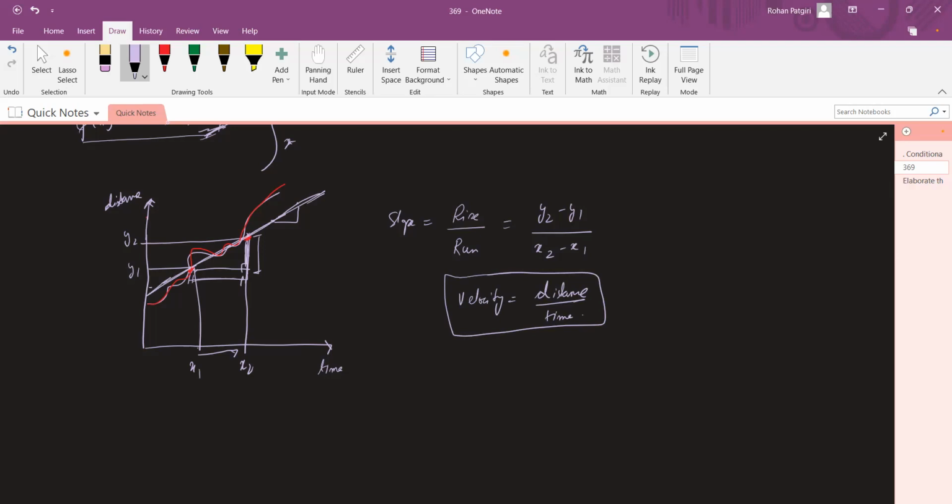Okay, so suppose this straight line denotes the distance traveled by a car. Since this is a straight line, you can say that the car is moving at a constant velocity. For each unit of time, it is covering equal distances. But the other one, the red line, is not going at a constant velocity. It is accelerating at some point, decelerating at some point. So you can see that the distance it covers between each time frame is different.